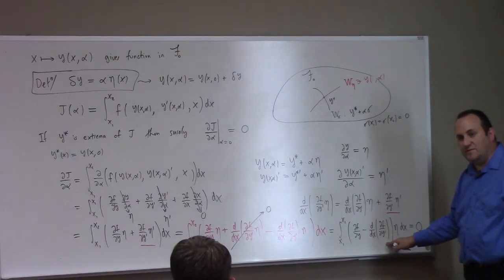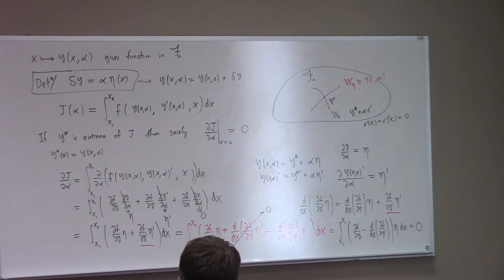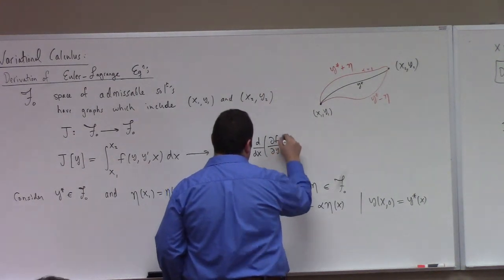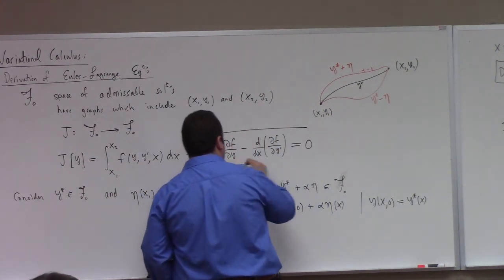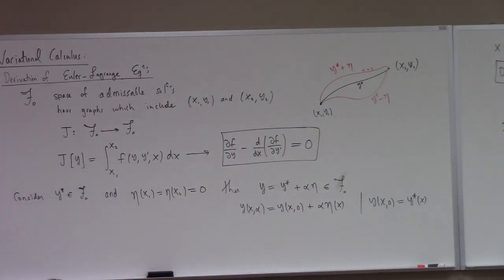Yeah, it forces it to be 0 at the extremal function. In other words, we've derived the Euler-Lagrange equations. The Euler-Lagrange equations simply state that we need to solve, and I've already forgotten them. Oh, for shame. Partial f, partial y, minus d dx of partial f, partial y prime, equals 0. The solution to this set of differential equations will give us the extremal points of that functional.